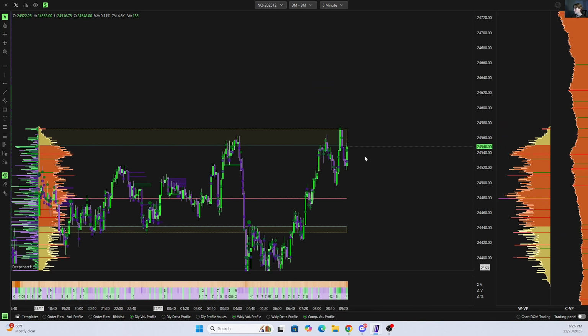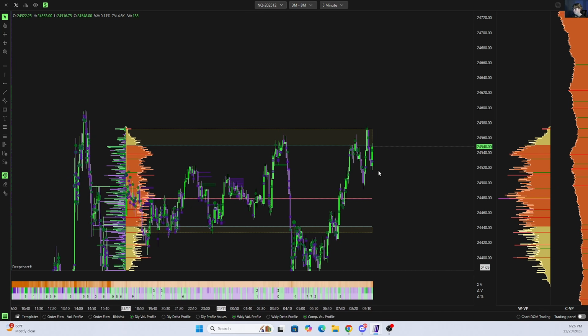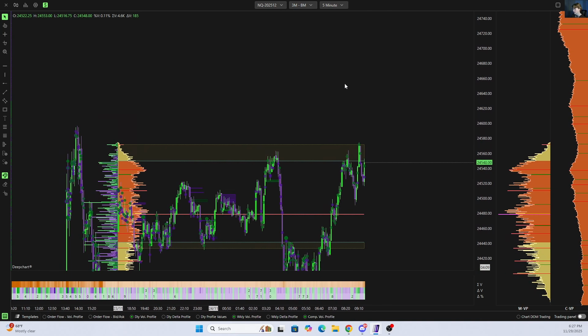If we look at the 5 minute, okay, we're right here at this business zone, value area high. I would like to see this level broke through, and I'd like to see some kind of reclaim of buyers to show me that they're interested in continuing this market up.